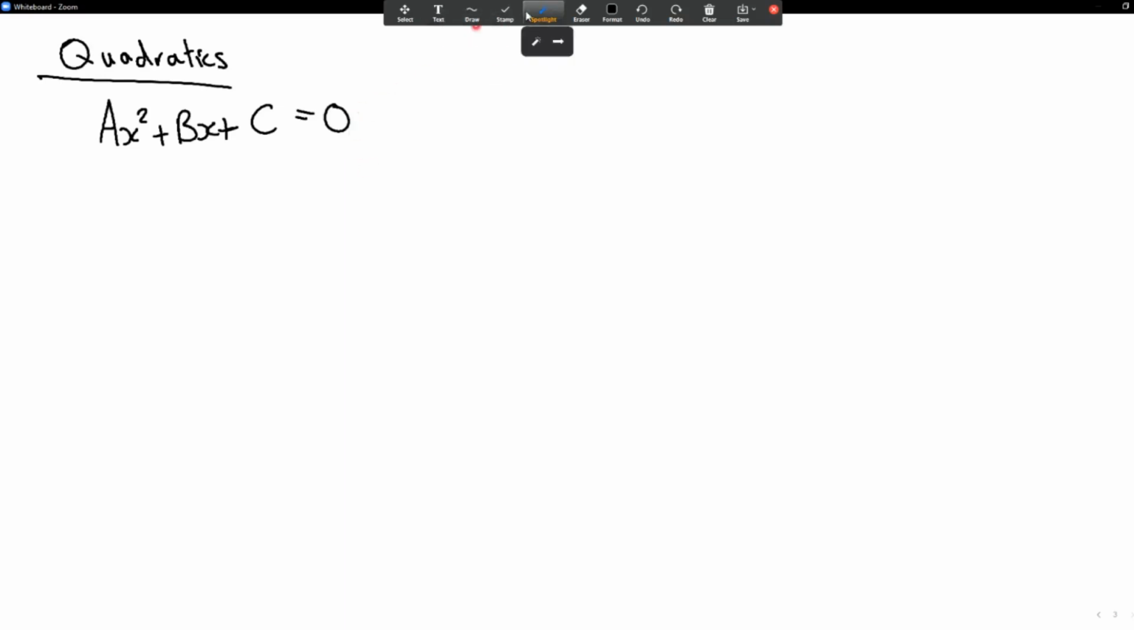because sometimes you can start with quadratics that aren't in this form equaling 0. They equal something else. So the first step is to always rearrange it so it equals 0. Now these a, b, and c are constants or numbers.